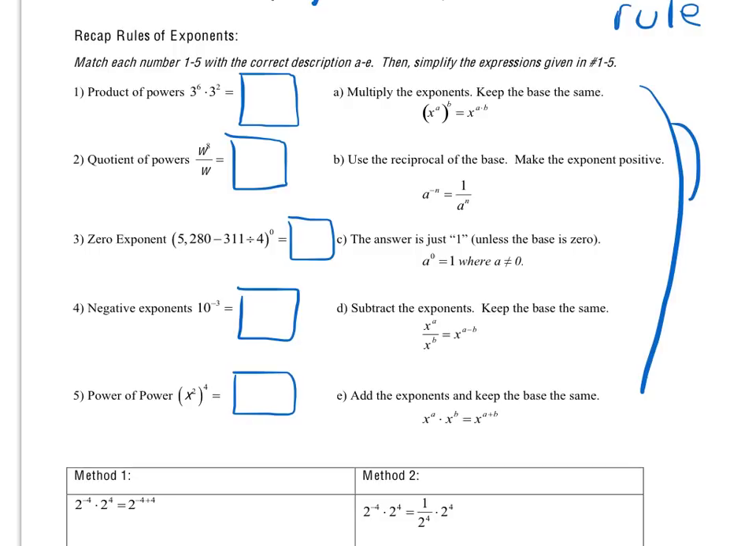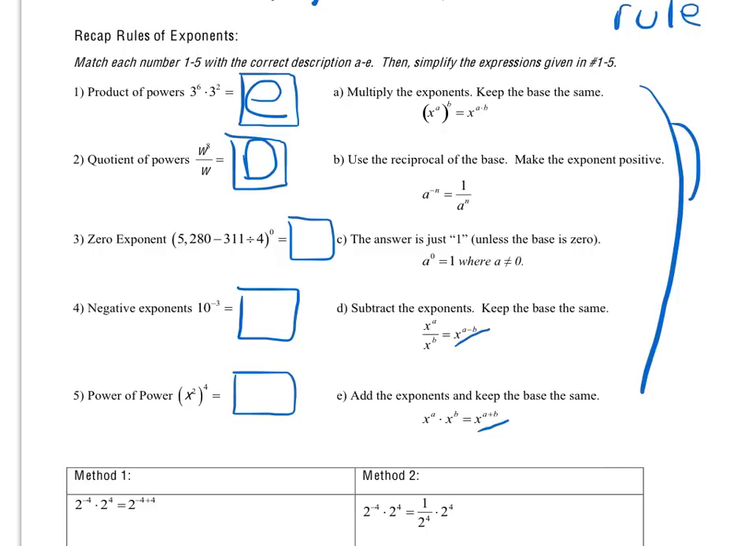Okay, so the product of powers, when you multiply, what do you do with the exponents? Well, you add them. Which one shows that? This one down here. So number 1 matches with E. Quotient of powers, when you divide, what do you do with the exponents? Should know that you subtract. Which one shows that? This one down here, D.